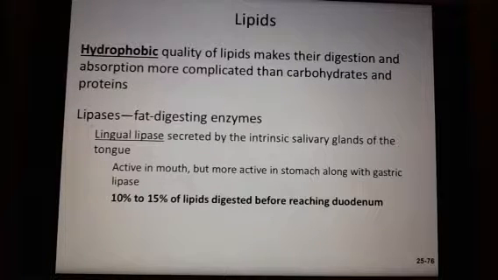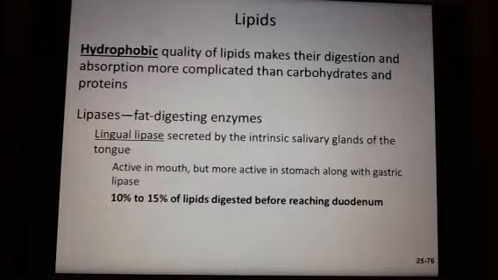Okay, this is our second video focusing on the absorption of macromolecules in the small intestine. The first video was carbohydrates and proteins, and this last one we'll talk about lipids and nucleic acids, and then other substances that get absorbed in the small intestines. So let's take a look at lipids.